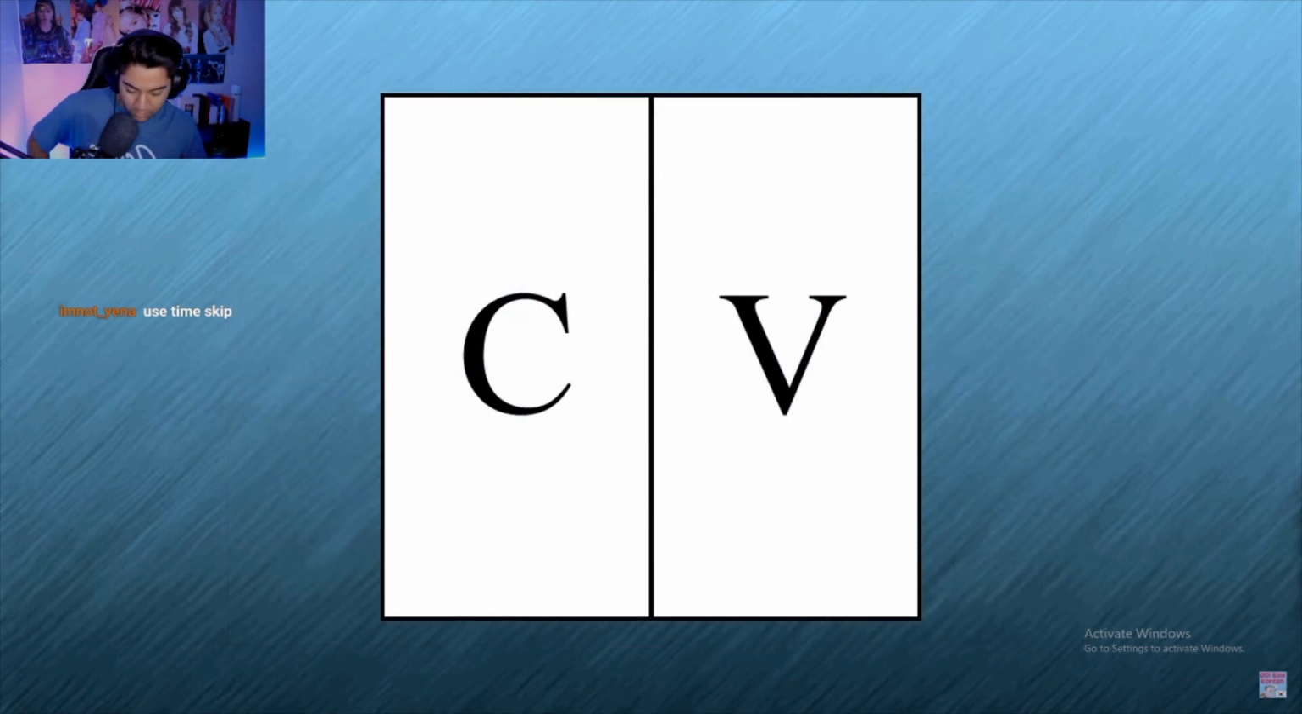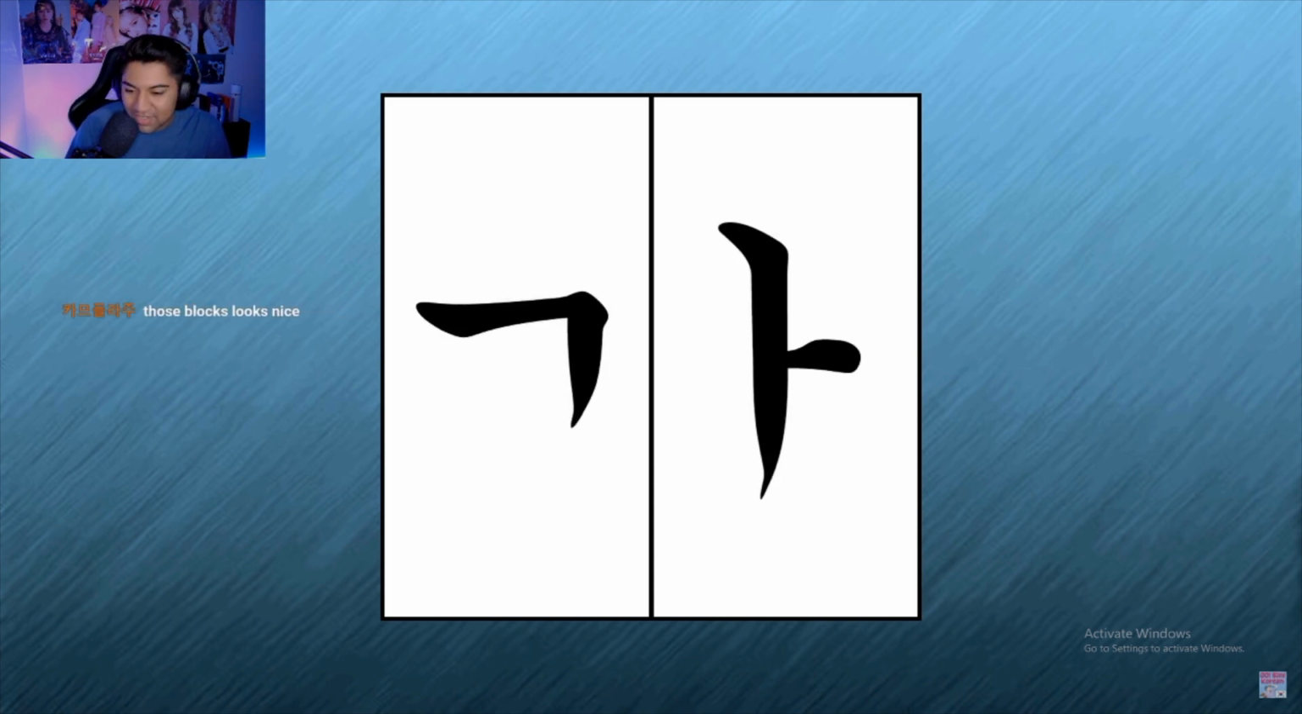Since we've only covered one consonant and one vowel so far, we can put the 2 of them together in this order to make our first sound. And here it is.